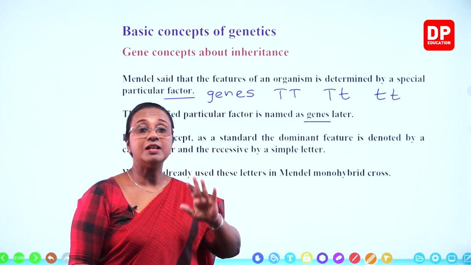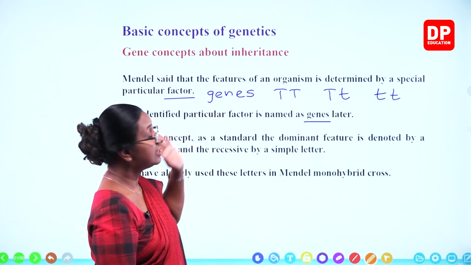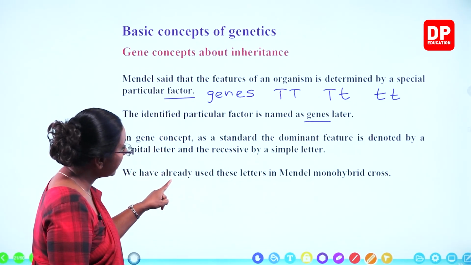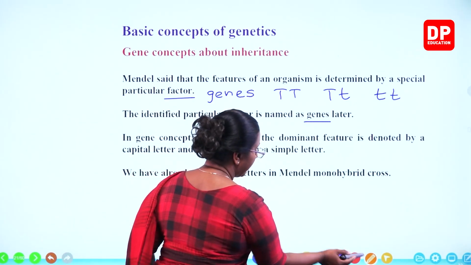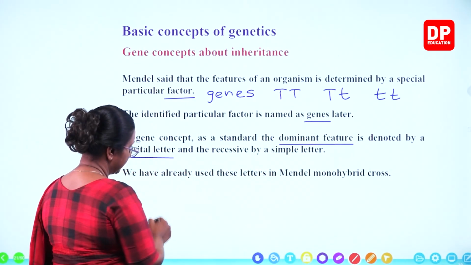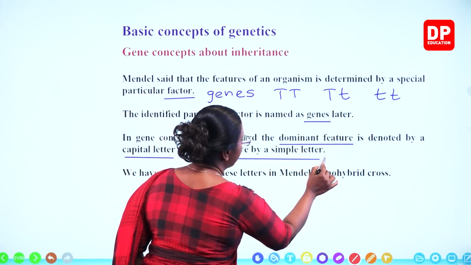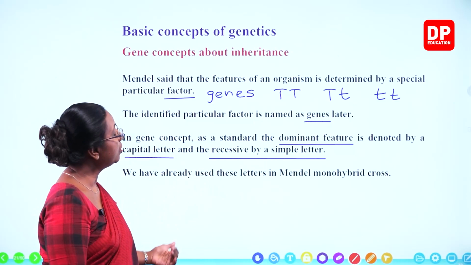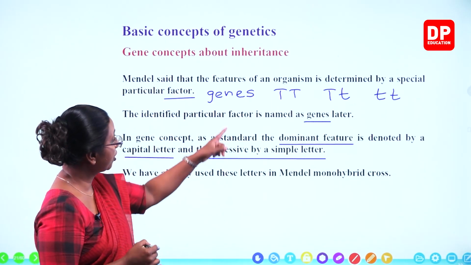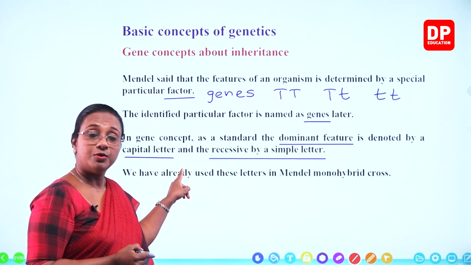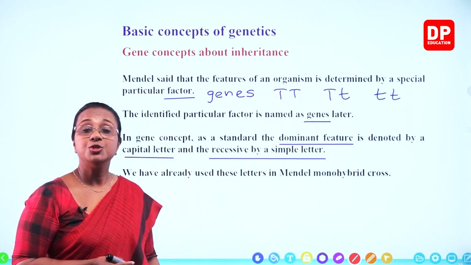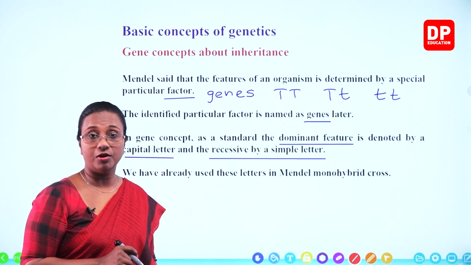So now the factor will be referred to as genes because we are learning the concepts of genetics. In gene concept, as a standard, the dominant feature is denoted by a capital letter and the recessive by a simple letter. So that is how we did. Now we used capital T for the dominant tall character, whereas simple T is for the recessive character short. Is that clear to you all?